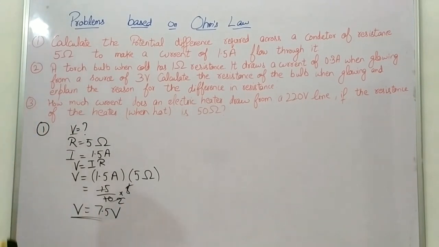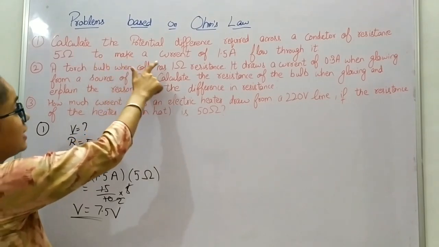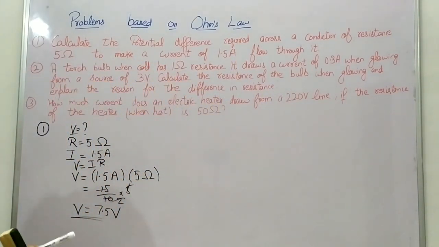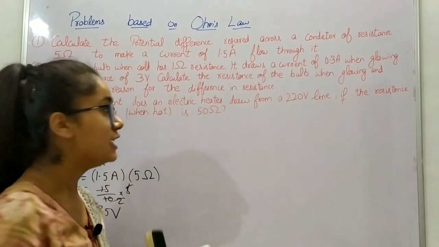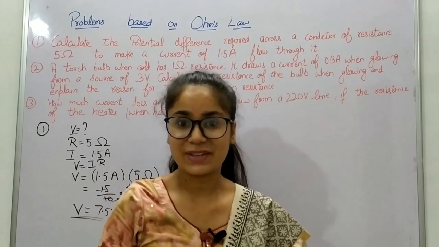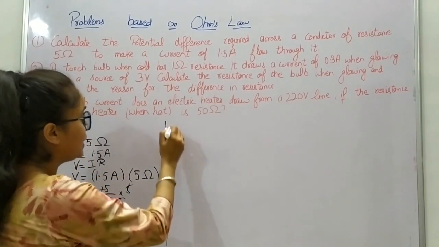So the potential difference required across a conductor of resistance 5 ohm to make a current of 1.5 ampere flow through it is 7.5 volts. So this is how we solved our first problem. See how easy it is. Now let's move on to the second problem.